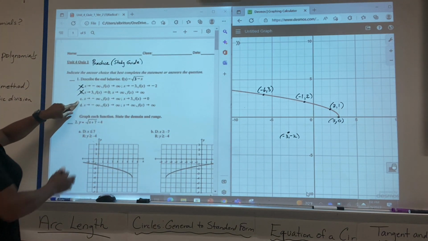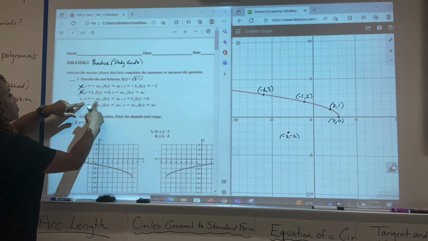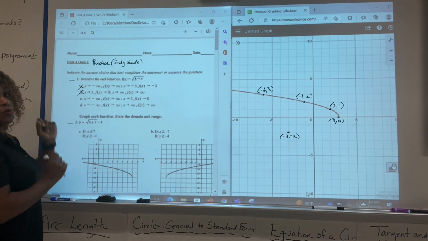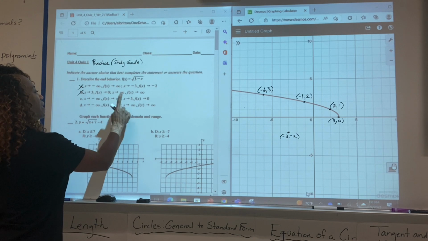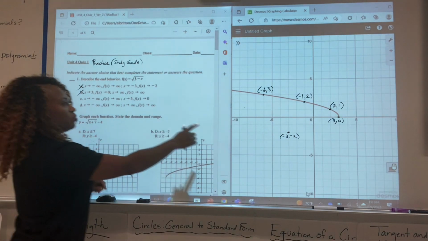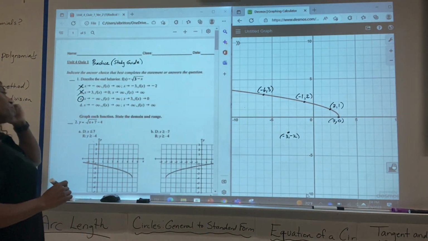Let's check C. Now notice that C's first part, as x approaches negative infinity, y approaches positive infinity, matches what we determined was valid on that graph. So let's check the second part. As x approaches 3, y approaches 0. And that is true because we have the point 3 comma 0. So C is the correct answer.